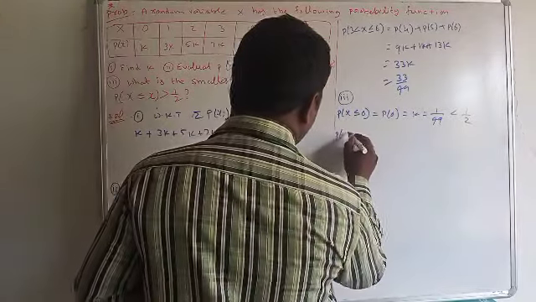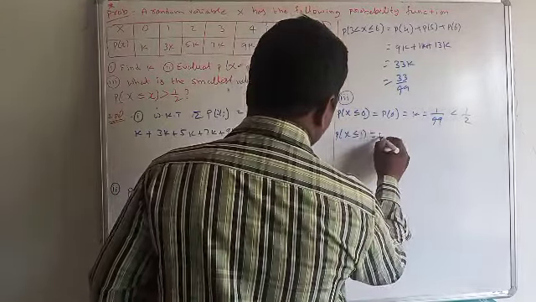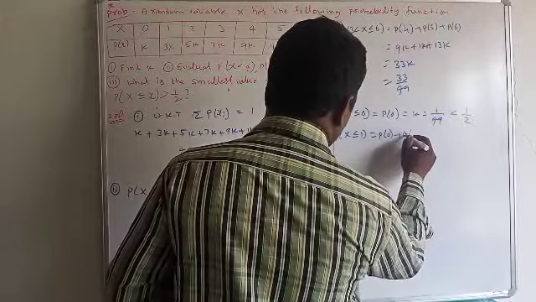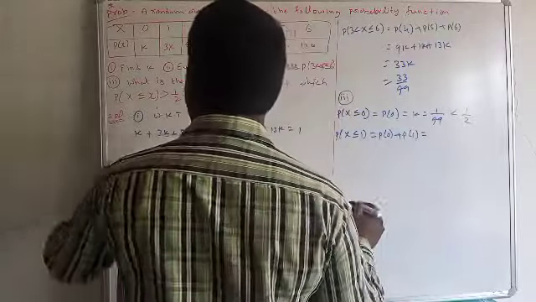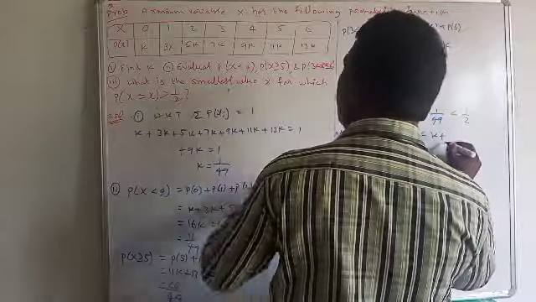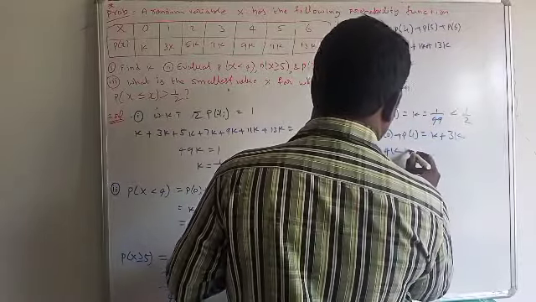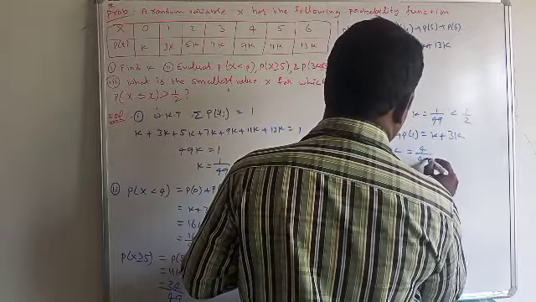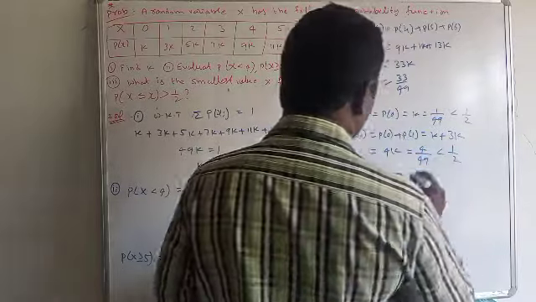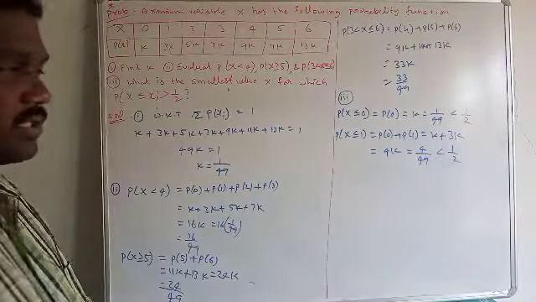Next one, probability of x is less than or equal to 1. This means probability of 0 plus probability of 1. Probability of 0 is k plus probability of 1 means 3k. K plus 3k is 4k, and this is 4 by 49. Clearly, 4 by 49 is also less than 1 by 2.